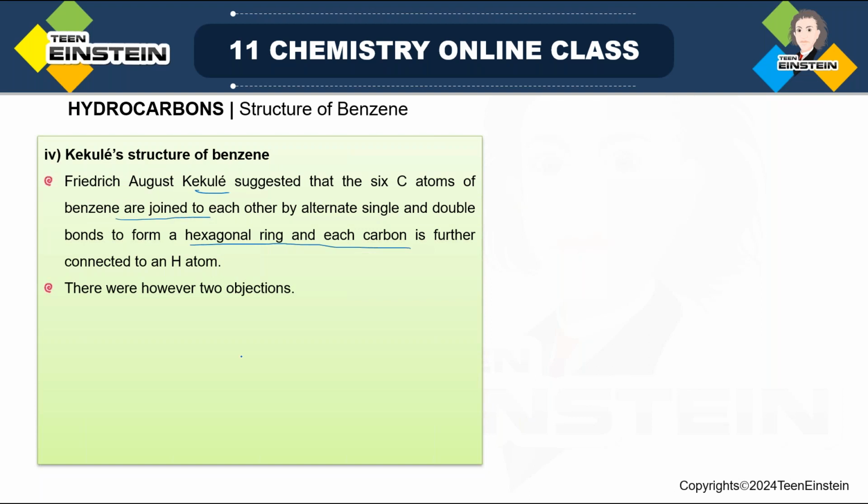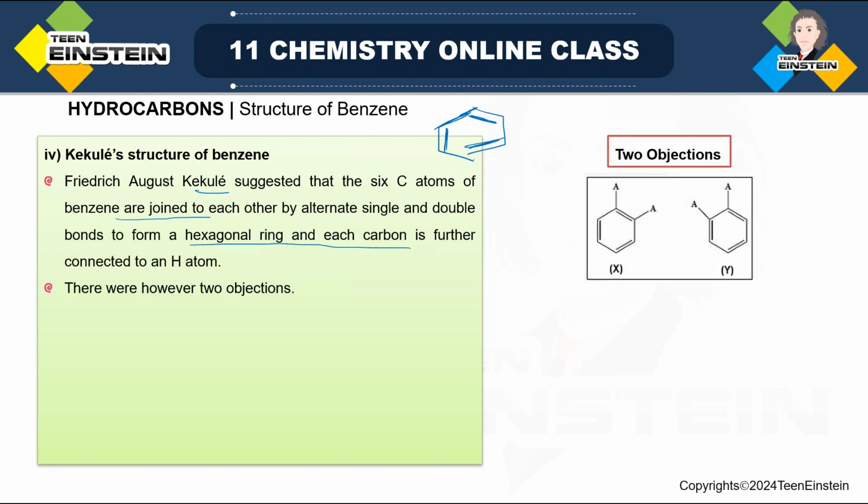But remember, if we suggest this type of structure, there are actually 2 objections. Now, what are those objections that we have to understand? So what Kekule is saying is that 6 carbon atoms are joined together by alternate single and double bonds. That means if you consider the ring, first there is a single bond, then double, again single, double, again single, then double. But if you consider this type of structure, there are 2 objections. Now, what are these objections?